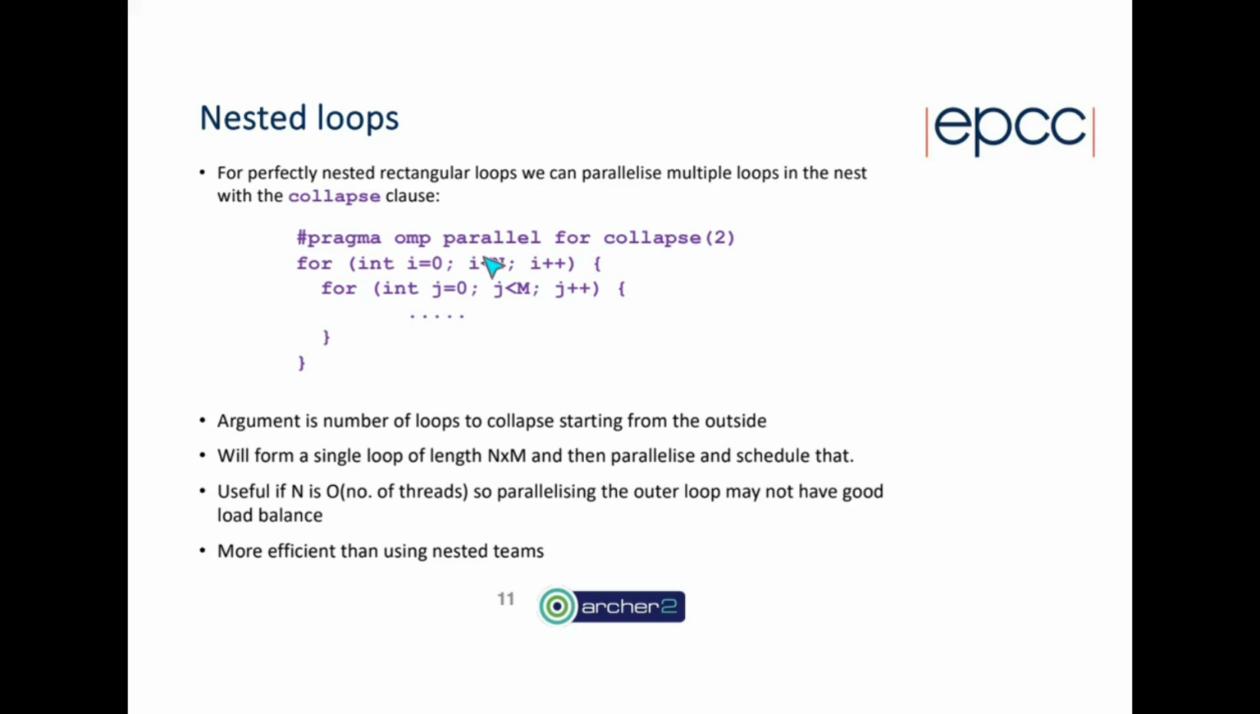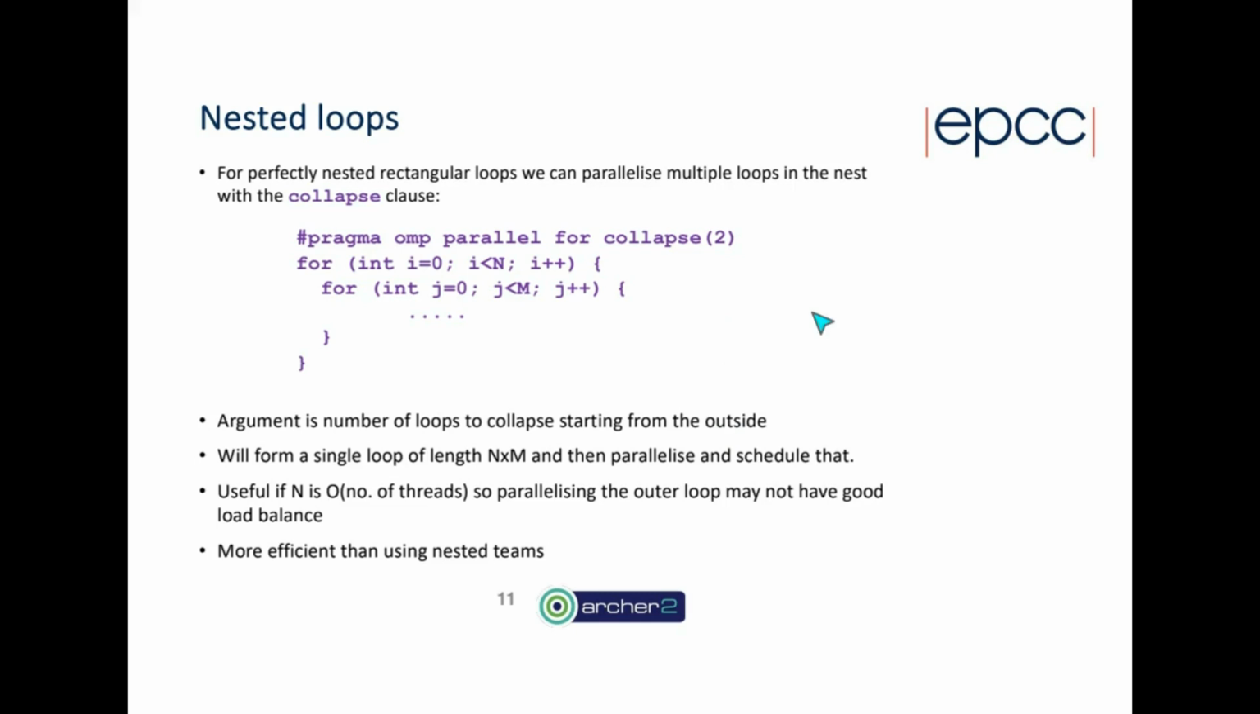So what's going on here? If we want to parallelize both of these loops in this nest rather than just the outer one, then we can use the collapse clause here. The argument here is the number of loops to treat in parallel, counting from the outside. So you could be in a situation where you have a 4-deep nest of loops, but you only want to parallelize the outer 2. For example, the inner ones might not contain enough work, or they might have dependencies in them. They might be inherently sequential loops.